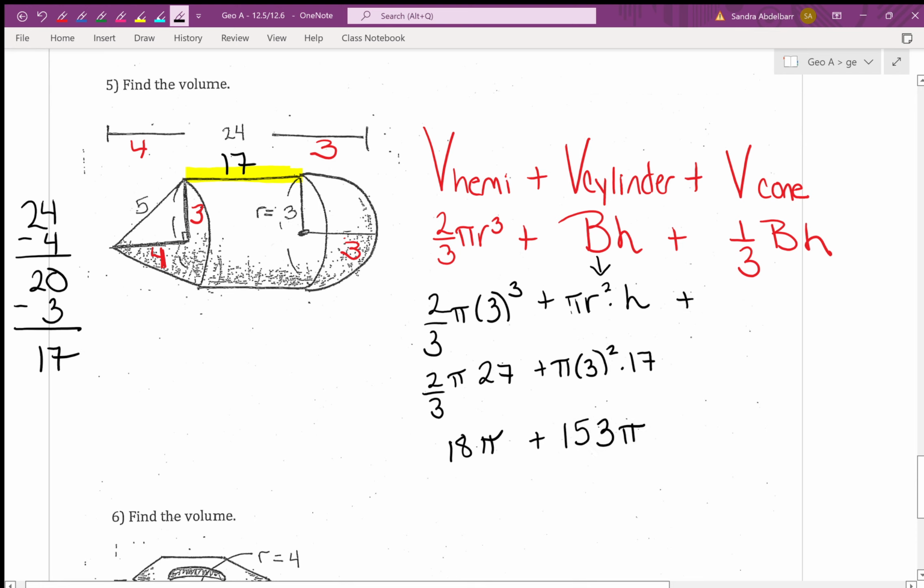All right, and the last one. Volume of a cone is 1/3. That big capital letter B is area of the base. So once again, we're pi 3 squared, pi r squared, because it's a circle, times the height of the whole cone, which is 4. So we're 1/3 times 9 times 4 times pi. 3 goes into 9 3 times, so we're left with 12 pi. Somebody add these all up for me. 183.